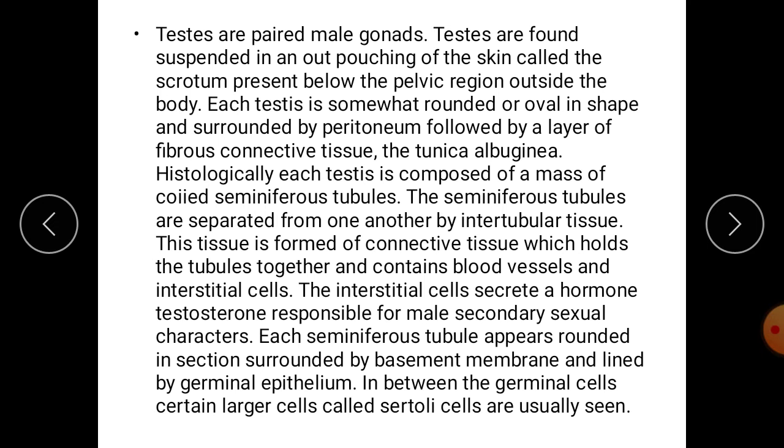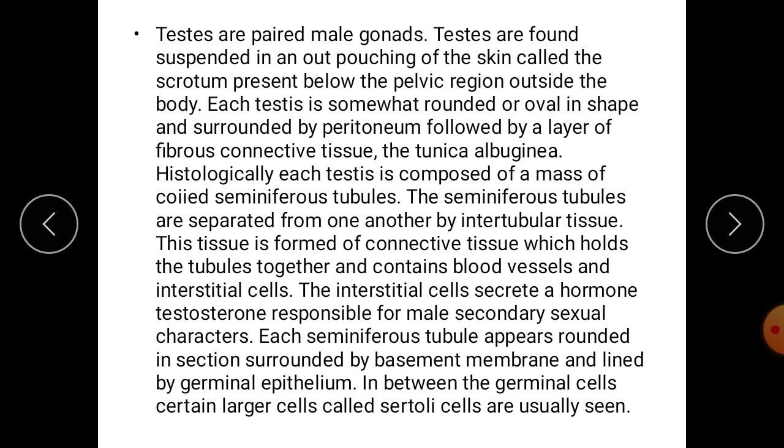Histologically, each testis is composed of a mass of coiled seminiferous tubules. The seminiferous tubules are separated from one another by intertubular tissue. This tissue is formed of connective tissue which holds the tubules together and contains blood vessels and interstitial cells. They are separated by compartments.